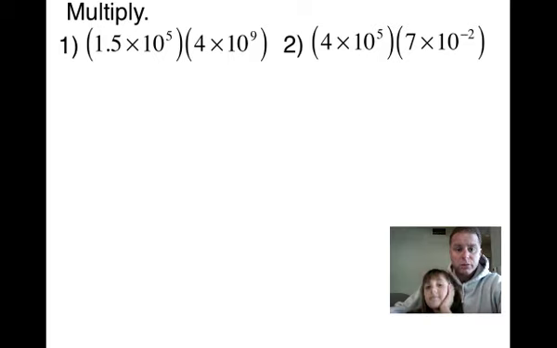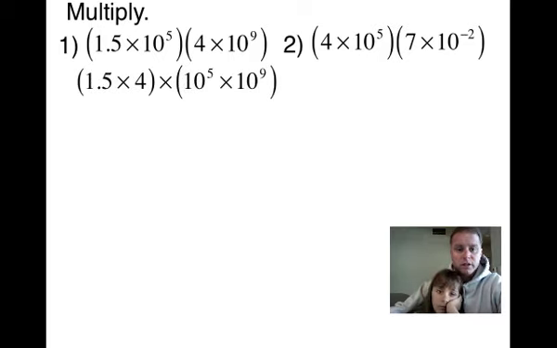So the first thing we're going to do is multiply the things that are alike. So the 1.5 and the 4 we're going to multiply. And then we have the 10 to the 5th and the 10 to the 9th. If you do 1.5 times 4, that's basically 6. And then we have 10 to the 5th times 10 to the 9th. Bases are the same, so we'll add the exponents. So that's 14. Very good. So we'll have 6 times 10 to the 14th.